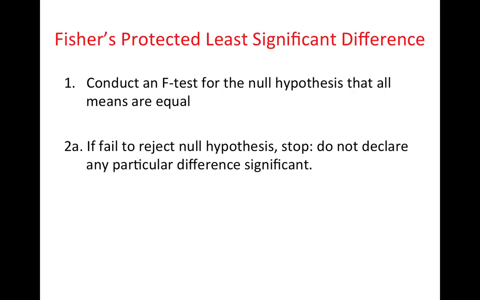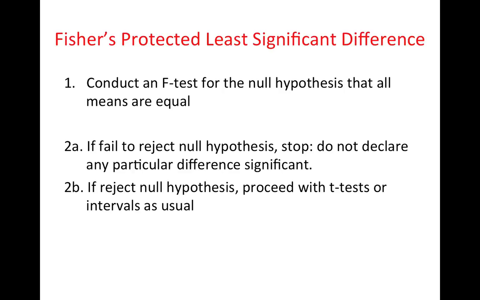If you fail to reject that null hypothesis, you don't have enough evidence to say that the means aren't the same in all the groups, just stop and say, well, none of the groups are different than any other group. If you do reject the hypothesis that all the group means are equal, then go ahead and do your t-tests or intervals.